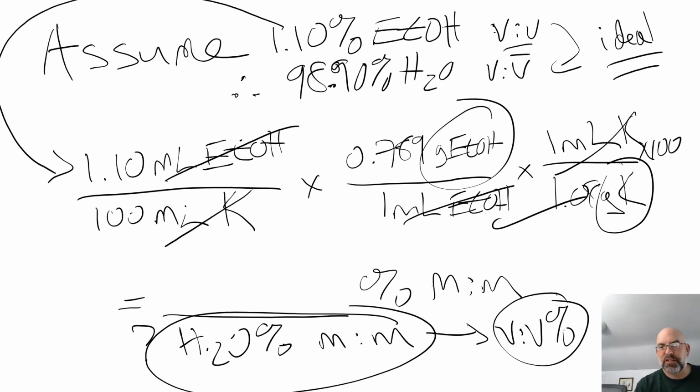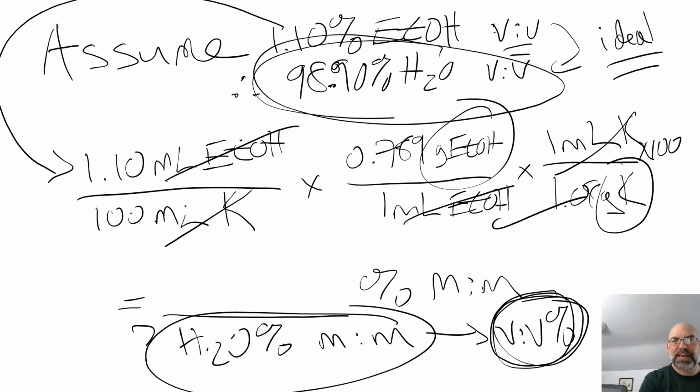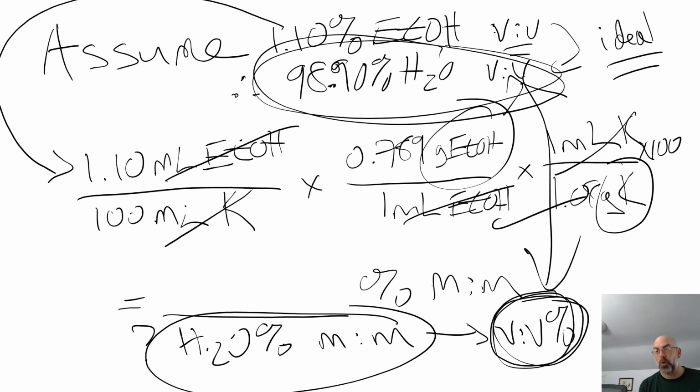You've got this volume to volume percent of water, which uses density, and that assumes nothing about an ideal solution, nothing. And then you have this number up here, which does assume an ideal solution. And then the idea is to compare these two numbers. That's the point. So it's a good problem, and actually this would answer a question, is the way we measured ethanol in kombucha a valid way of doing it?